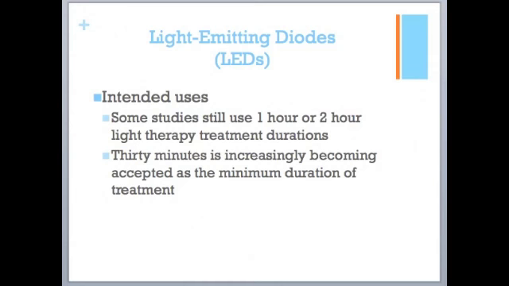Patients use the devices by simply sitting and facing the device. Some studies still use 1 hour or 2 hour light therapy treatment durations, but 30 minutes is increasingly becoming accepted as the minimum duration of treatment. The circadian rhythm timing system is most likely to shift with light therapy in the morning hours when melatonin levels are increased.